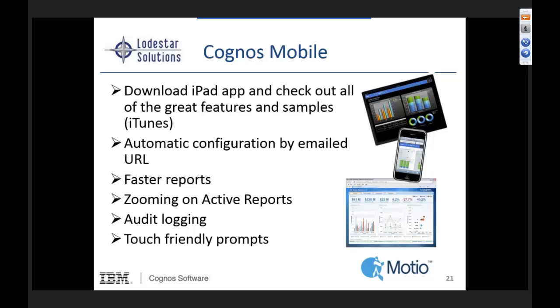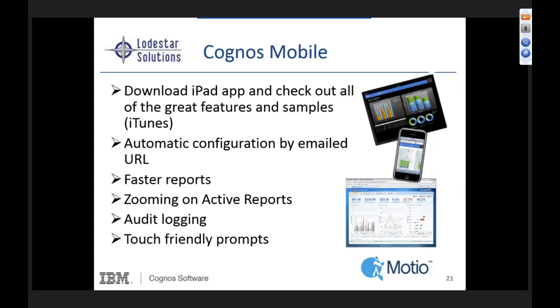Now you can zoom on the reports as we talked about. There's actually audit logging that has been set up in this version, so you now can audit your audit trail for your mobile reports. There's new touch-friendly response. As I said, the reports are faster. One of the cool features for you admins is the ability to set up the configuration for mobile and actually email that URL to those individuals with mobile devices. When they click on that, it actually will configure what they need configured to be tied into your BI server.